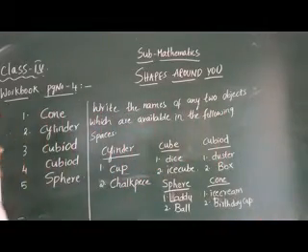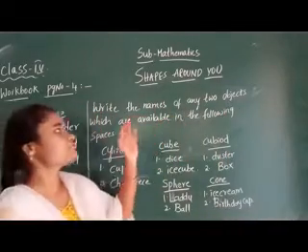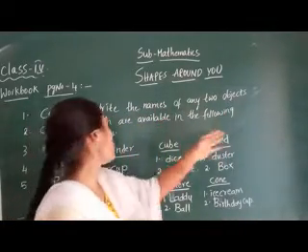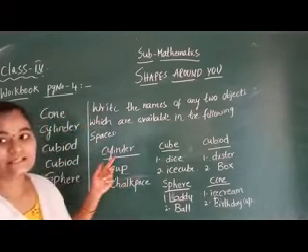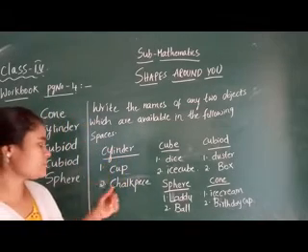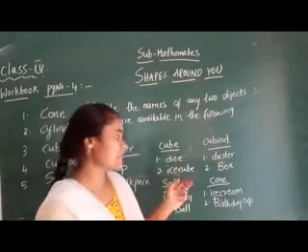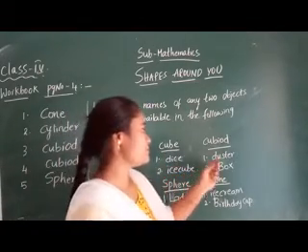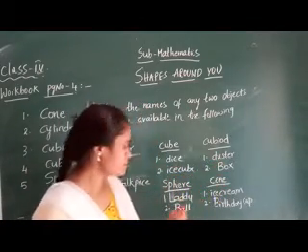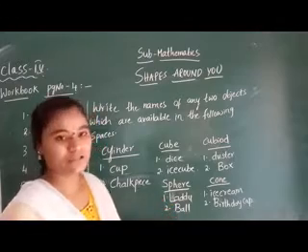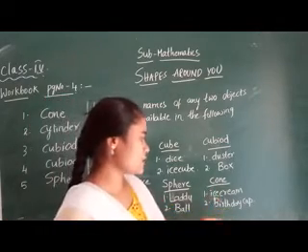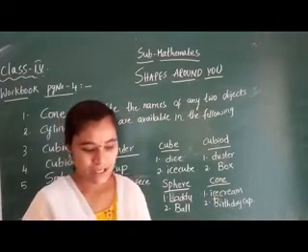See, write the names of any two objects which are available in the following shapes. In cylinder shape, cup and chalk piece are there. Cube means dice and ice cube. Cuboid means duster and box. Sphere, laddu and ball. Cone, ice cream cone and birthday cap. Okay. Next one.